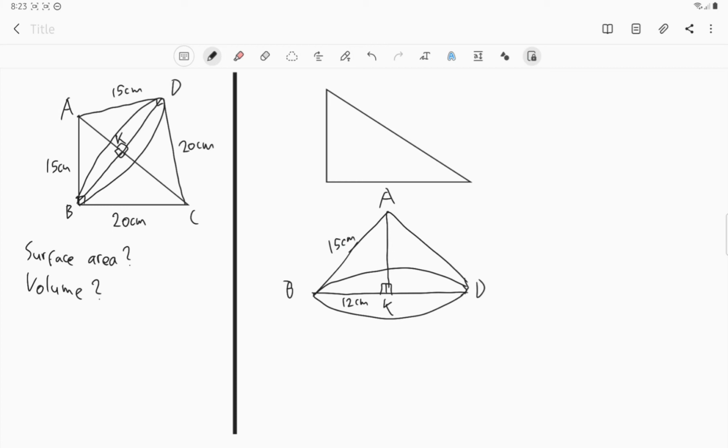Now, what is the surface area of both of these double cones? First of all, the surface area of a cone is the base plus the net. But here, the base doesn't count.